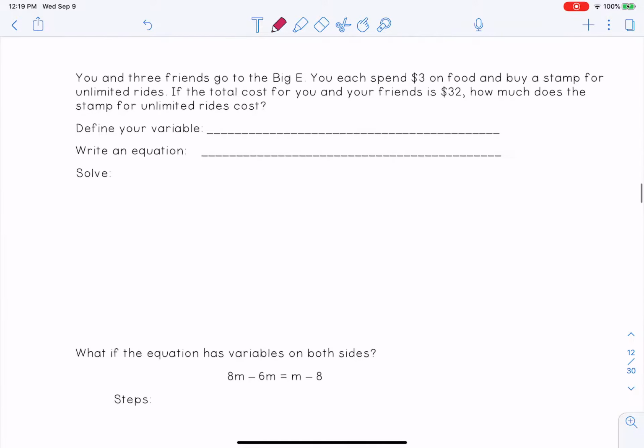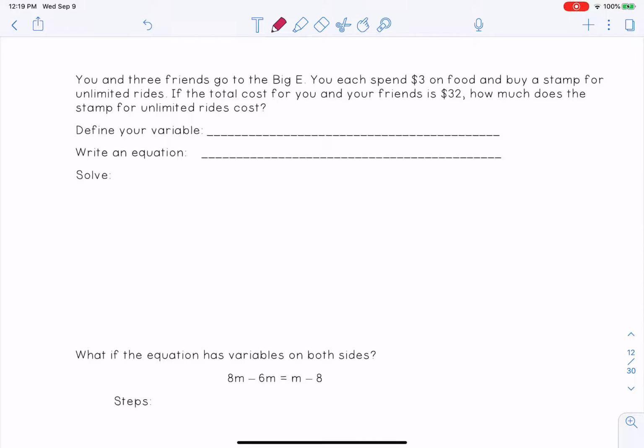Next up, you and your 3 friends go to the Big E. You each spend $3 on food and buy a stamp for unlimited rides. If the total cost for you and your friends is $32, how much does the stamp for unlimited rides cost? The question's asking about the cost of the stamp, so let's make that our variable. That's what I don't know.